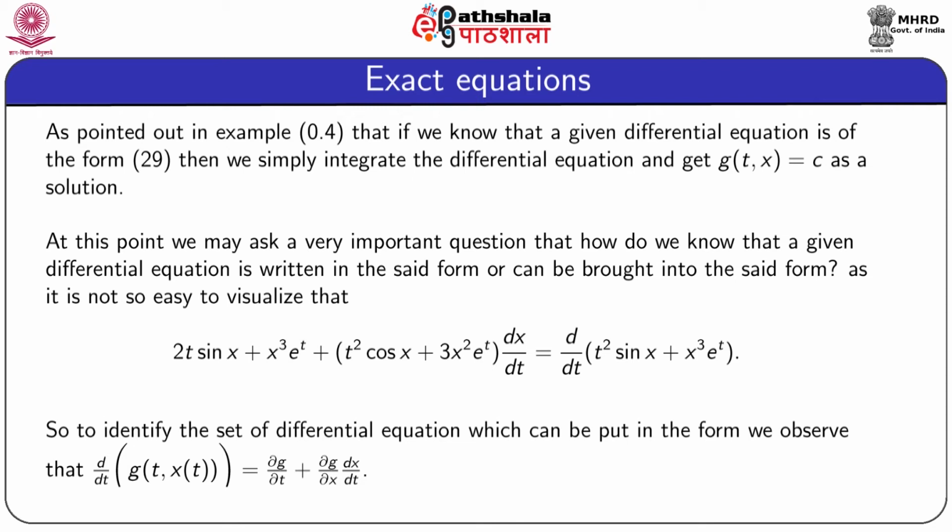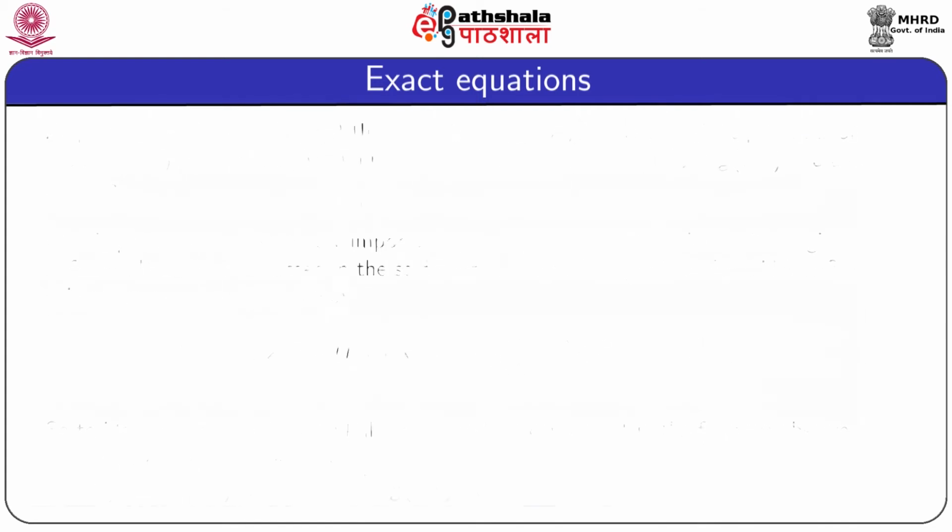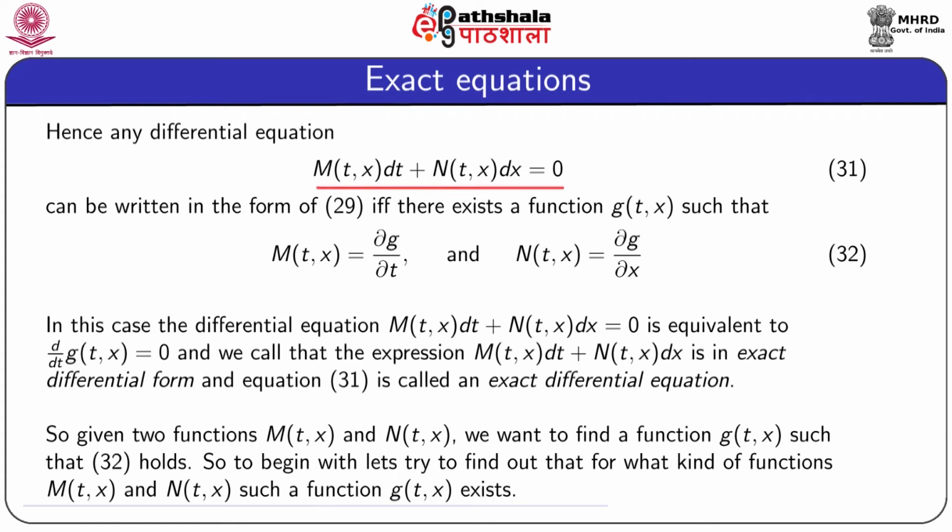So, to identify the set of differential equations which can be put in this form, we observe that d/dt of g(t,x(t)) is equal to ∂g/∂t plus ∂g/∂x times dx/dt. Hence, any differential equation M(t,x) dt plus N(t,x) dx equal to 0 can be written in the form 29 if and only if there exists a function g(t,x) such that M is equal to ∂g/∂t and N is equal to ∂g/∂x.